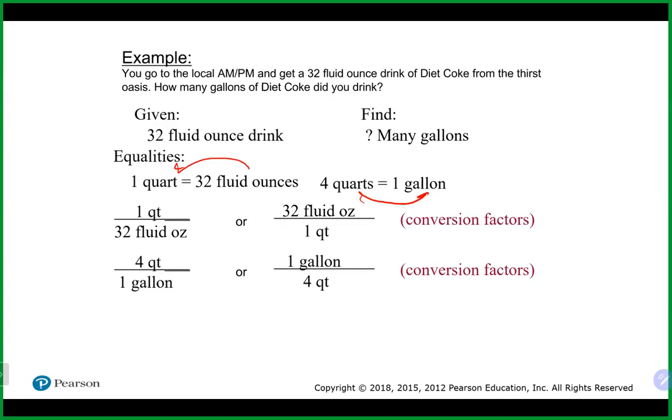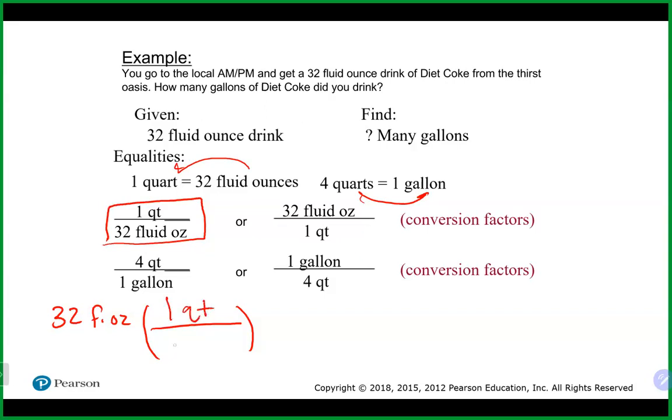We will start with our 32 fluid ounces here. Once again, our fluid ounces are up on top, so to get rid of it, we want to go opposite. So we'll use our conversion factor here on the left that will do that for us. That will give us 1 quart up on top and 32 fluid ounces on the bottom. Again, if we stop the calculation right at this point, we are in units of quarts, which is close to what we want, but we do want gallons.